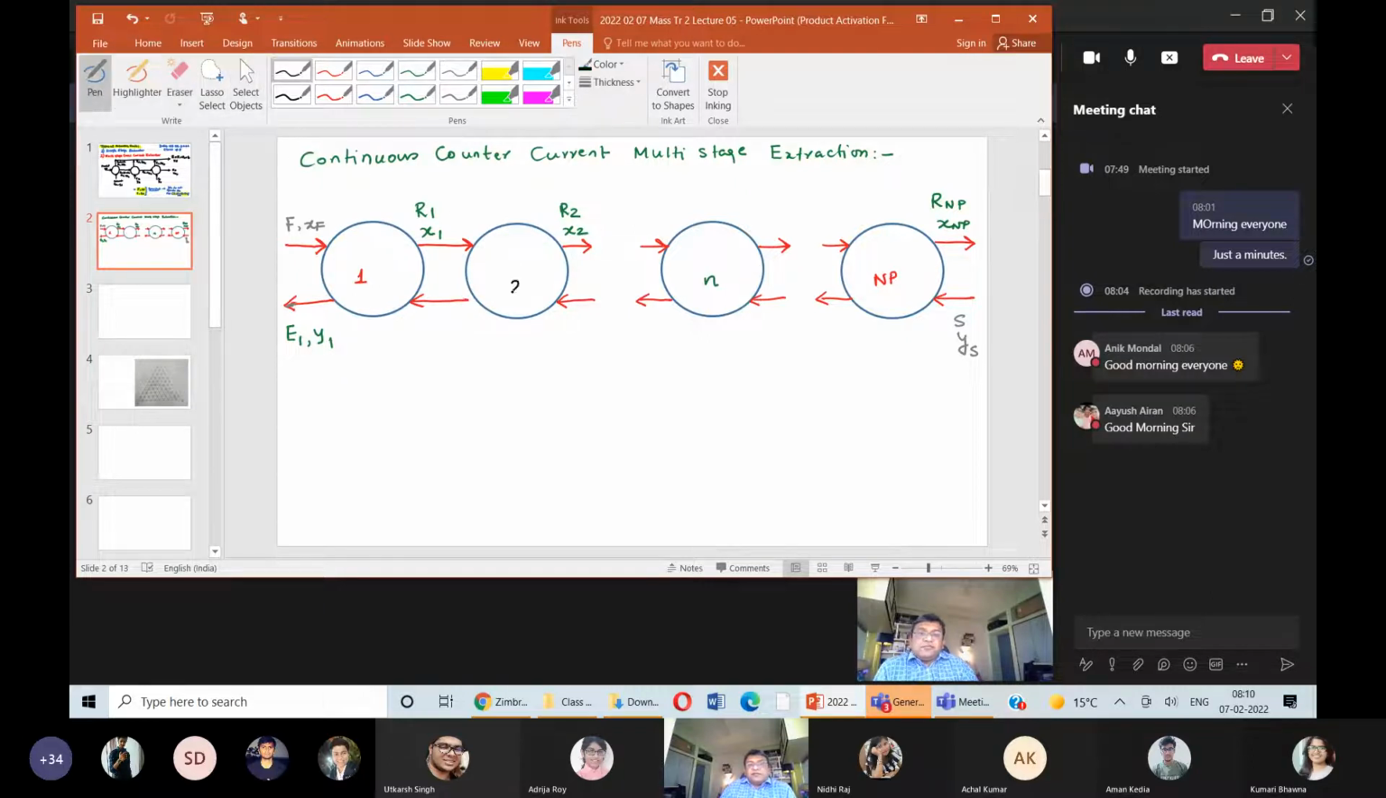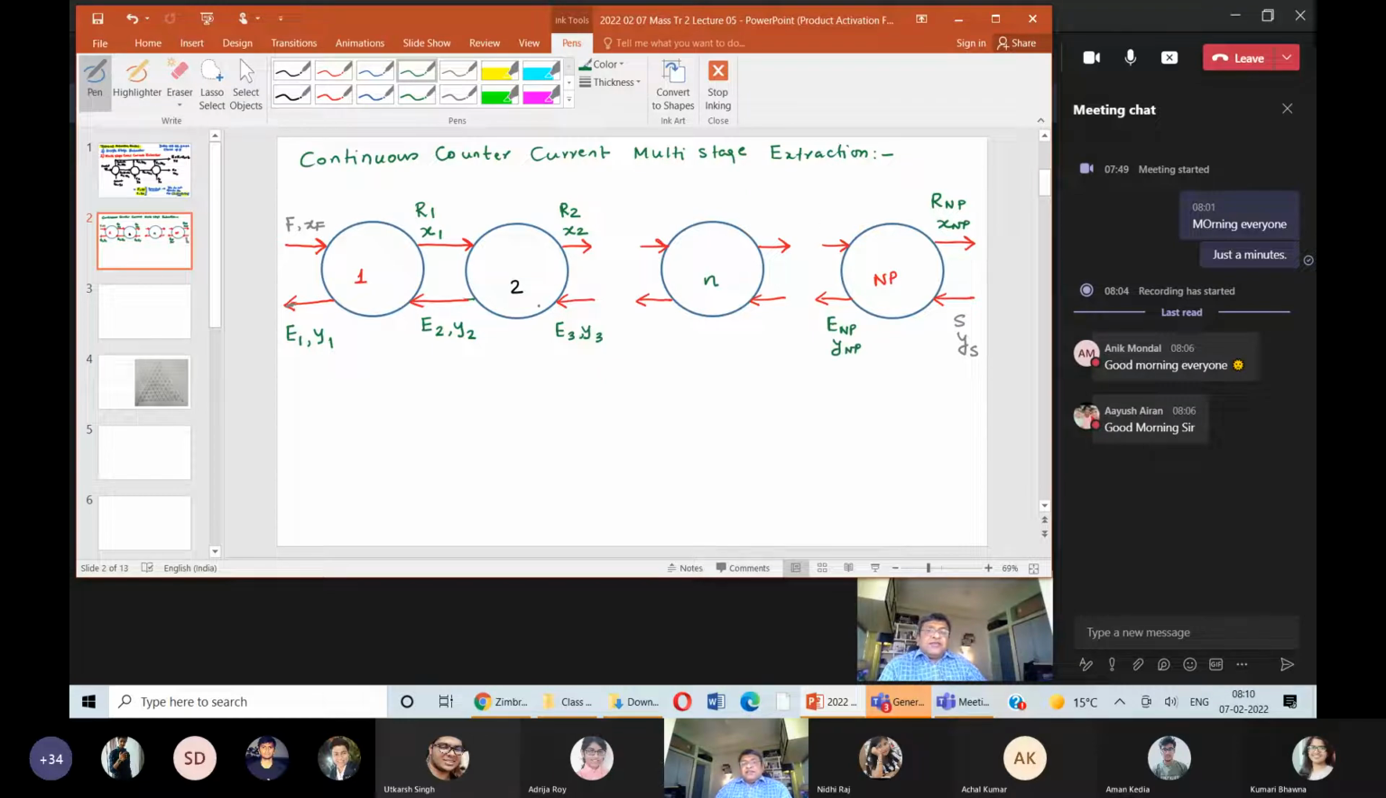Don't know why this is behaving in an erratic way today. So this is the nth stage. Okay, let us try to have the identifications here. So this is the extract coming from the second stage. And obviously, stage 2 will be receiving the extract that is coming from the third stage. Now, let us find out the naming conventions of these streams. This is the extract that is coming out from the NPth stage, so this will be ENP and YNP.